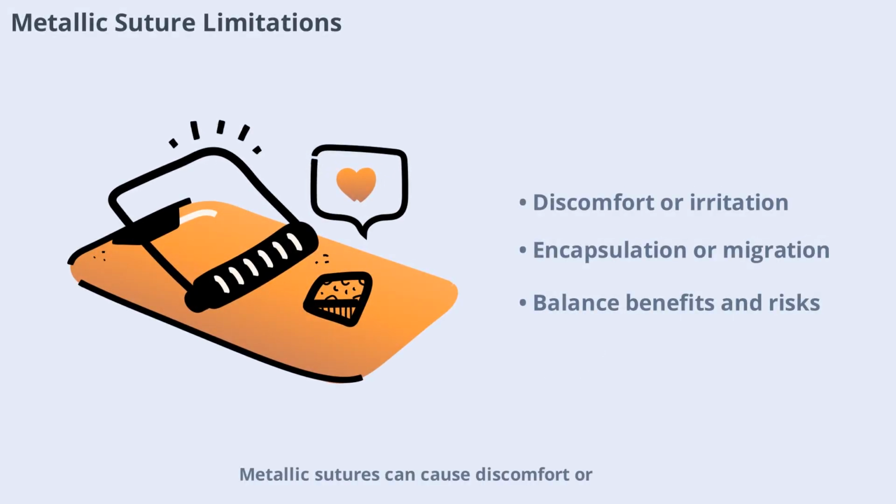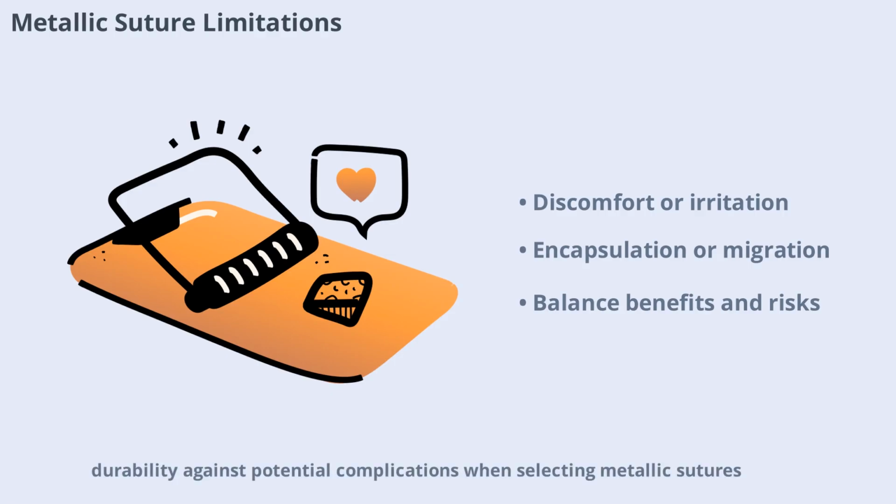Metallic sutures can cause discomfort or tissue irritation due to their rigidity. Their permanent nature may lead to encapsulation or migration in some cases. Surgeons must weigh the benefits of strength and durability against potential complications when selecting metallic sutures.